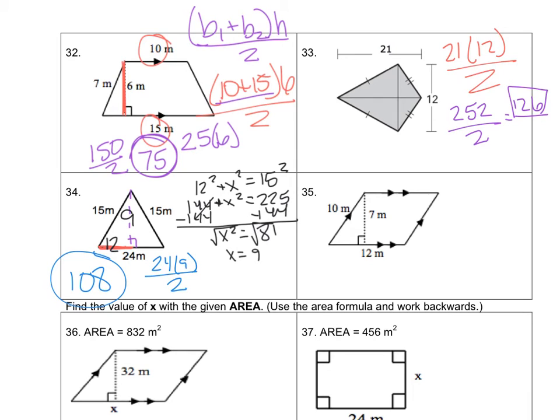Okay, on 35 you have a parallelogram. The area for a parallelogram is just base times height. So your base is 12. Remember, the height is kind of like the altitude, where it forms a 90-degree angle. That's going to be 7. So multiply 12 times 7 to get your area, 84.